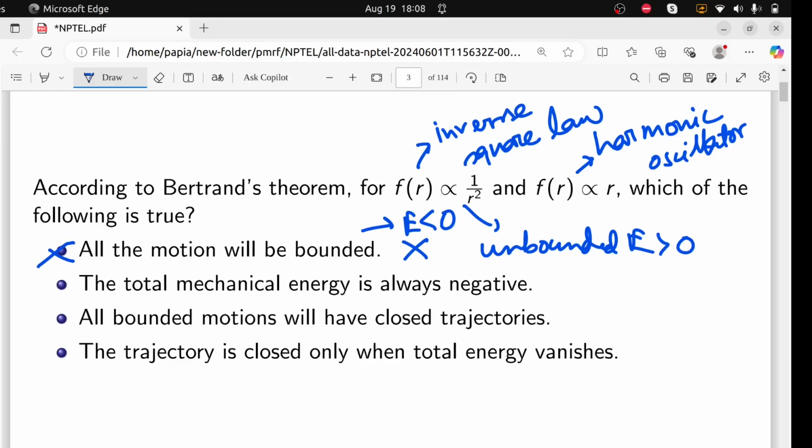Next option: the total mechanical energy is always negative. That is also not correct, because for the inverse square law itself, we have some portion where the energy is greater than 0, that means positive. Next: all bounded motion will have a closed trajectory. That is true. It is already said that the motions are bounded, and we told that if the motion is bounded, then the trajectory should be closed. The option saying the trajectory is closed only when total energy vanishes is also not correct.